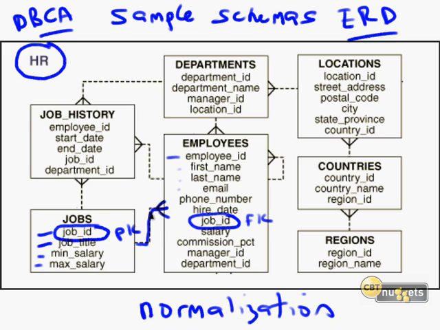The crow's foot notation denotes what's called a one-to-many relationship. That is to say, the job ID field in the jobs table, every record or row in that table is going to be unique.